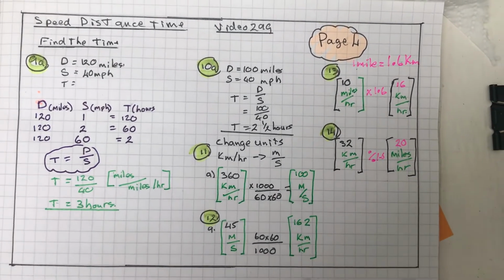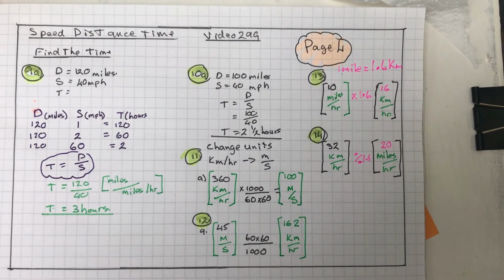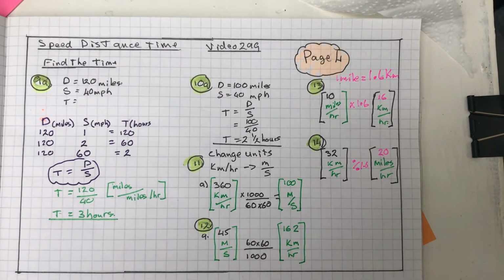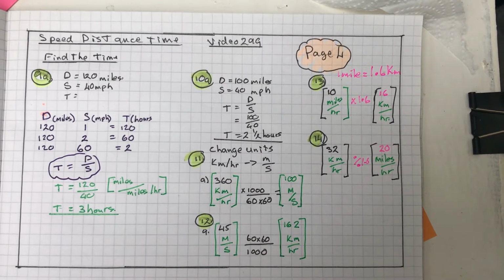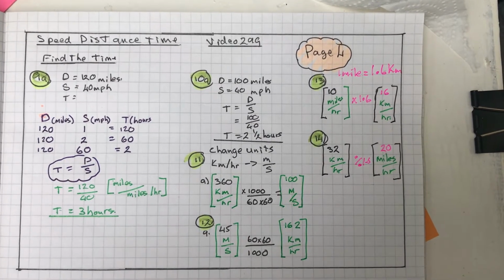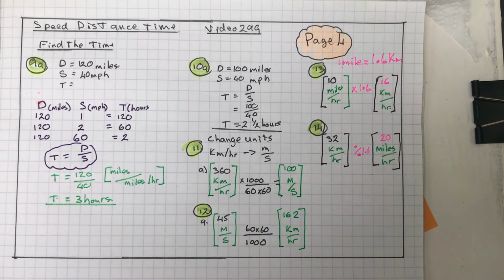If I look at question 10a, I travel 100 miles at 40 miles per hour. Miles and miles, the units are okay. The answer will obviously be in hours. Formula, substitute, do. So the time is 100 divided by 40, which gives me 2.5 hours.